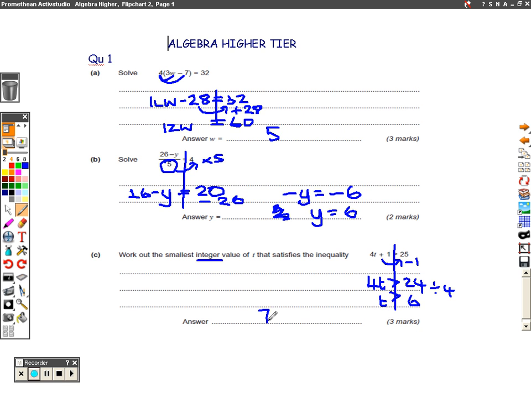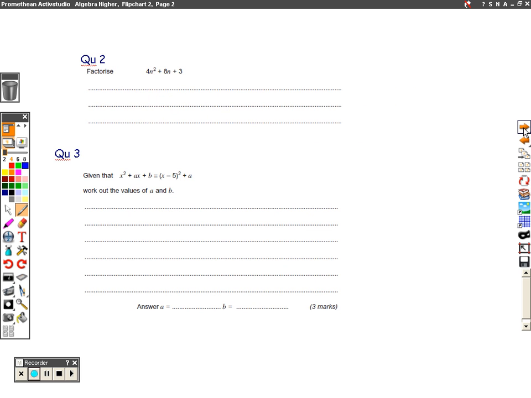Okay, question 2. We want to look at factorising this. It has a number in front of our n squared, so it's going to be ACB. 4 times 3 gives you 12, so we're looking to find the factor pairs of 12. 1 and 12, 2 and 6, 3 and 4. We need to find ones that are going to add together to give us 8, 2 and 6.